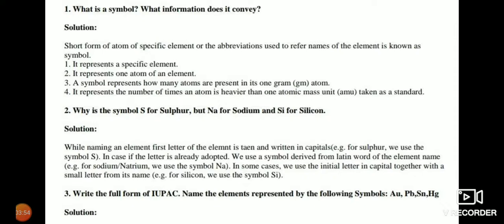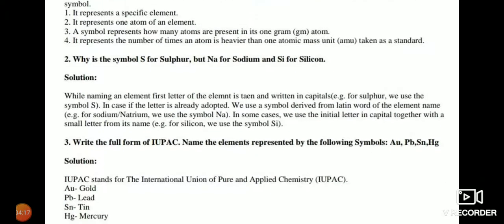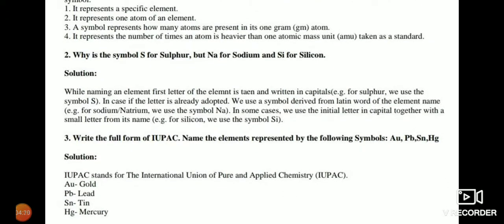So, while naming an element, the first letter of the element is taken and written in capital. For example, for sulfur, we use the symbol S. In case the letter is already adopted, meaning already used, we use a symbol derived from the Latin word of the element name. Example, for sodium, the Latin name is natrium, and we use the symbol Na. In some cases, we use the initial letter in capital together with a small letter from its name. The second letter selected is the most prominent letter. It is not compulsory that we will take the second letter only. Like in the case of silicon, we use the symbol Si because after Si is the most prominent letter.